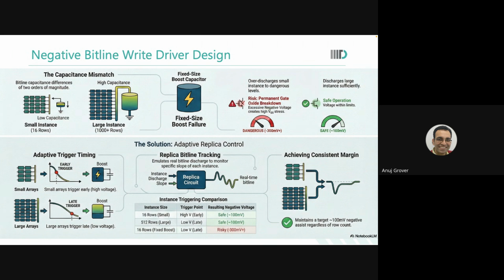If we trigger late, then we can boost for a longer time. What do you mean by boost for a longer time? We only have a capacitor, which would transfer some charge onto the bitline capacitance. It will take whatever time it takes. How does the time of my triggering change the duration of the charge transfer?